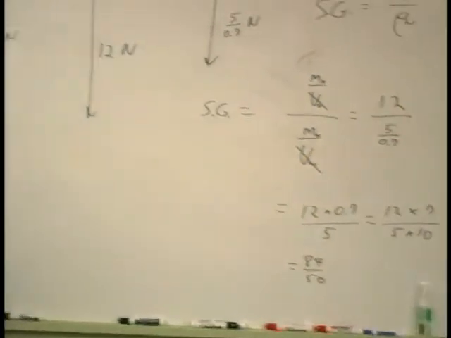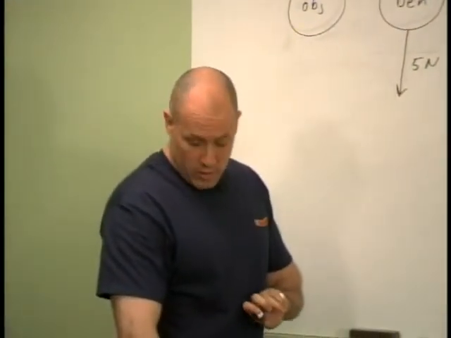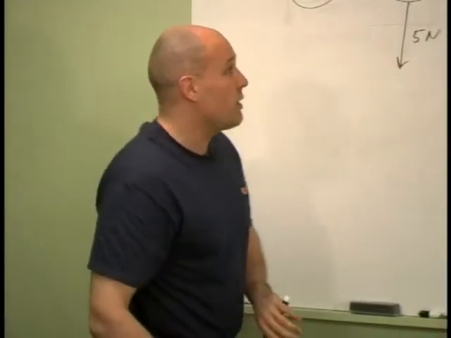What's my answer choice? 1.7. C: something less, between 1 and 2. Answer choice C. Really tough problem. Let's just go over it again.